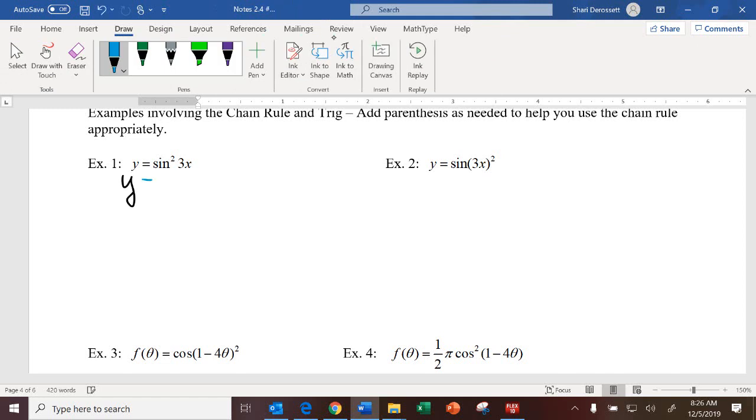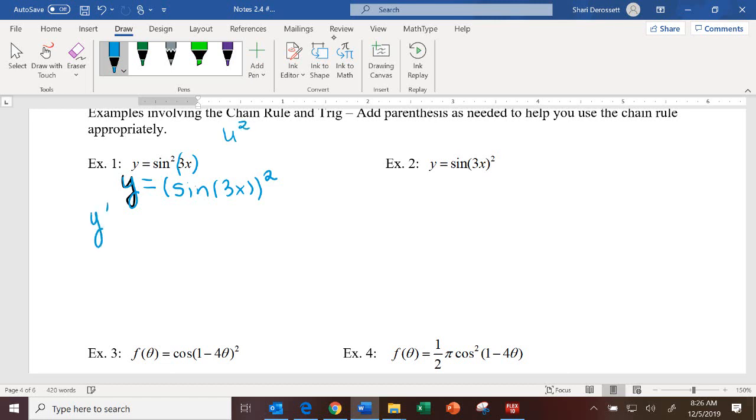Yeah, you're right. There's going to be parentheses around that 3x. There's also going to be parentheses around the sine and around the squared. So this problem is really the sine of 3x, quantity squared. That's what it actually means. So our outermost parentheses right here, those are going to be the u values. So we have to start off by thinking of this problem as u squared.